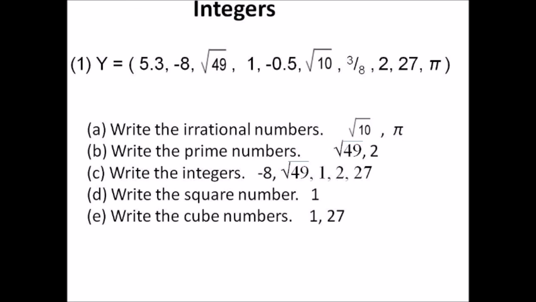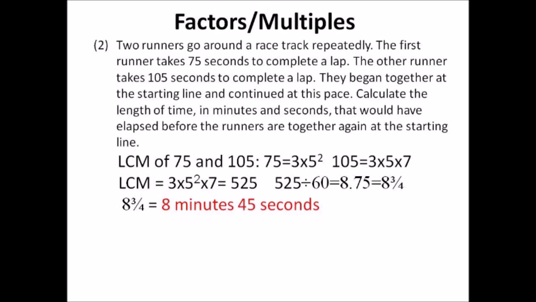Let's move on to number 2. Factors and multiples. You have to find the LCM of 75 and 105, and the LCM of that was 525. Divide that by 60, and that's where you get 8 and 3 quarters, so 8 minutes and 45 seconds. 3 quarters of a minute is 45 seconds. 8 minutes, 45 seconds, guys.